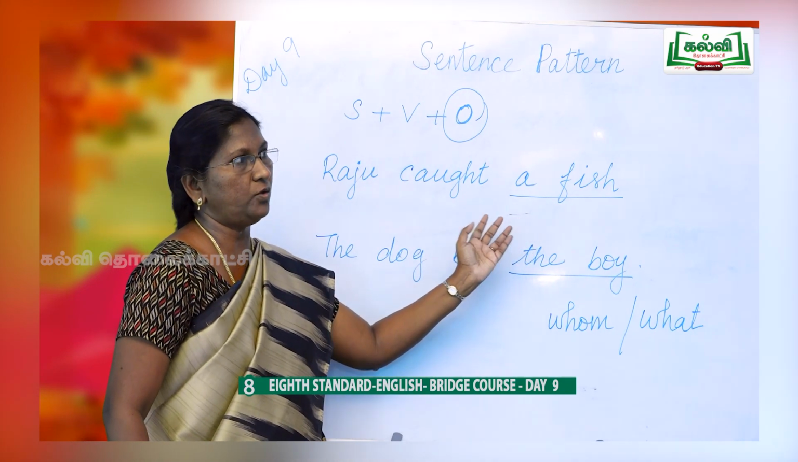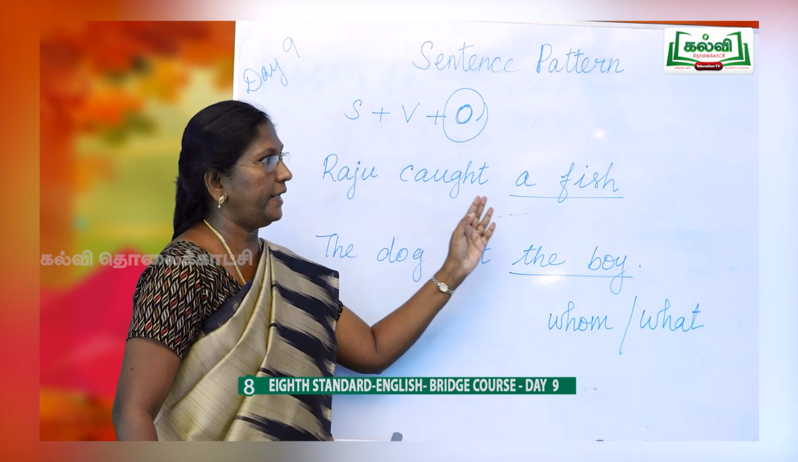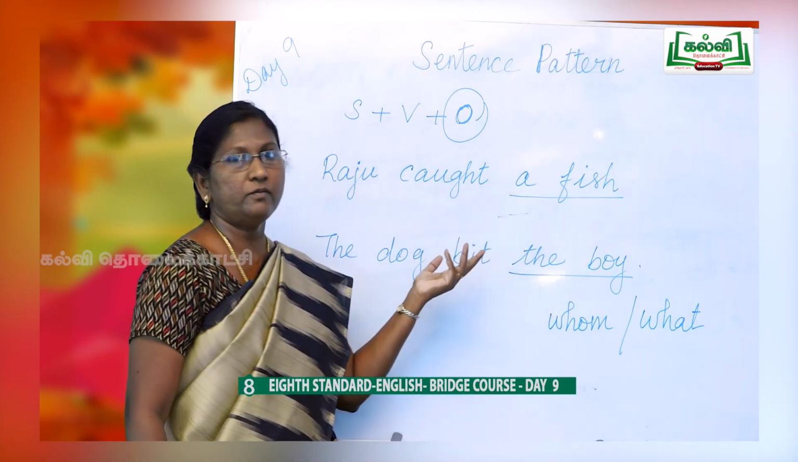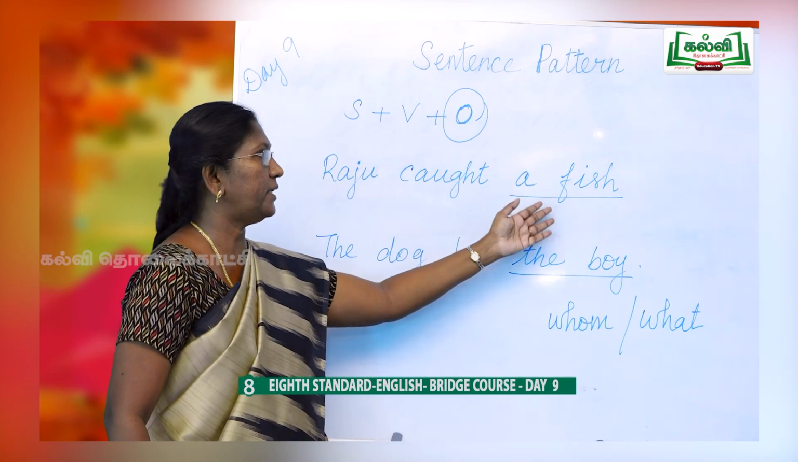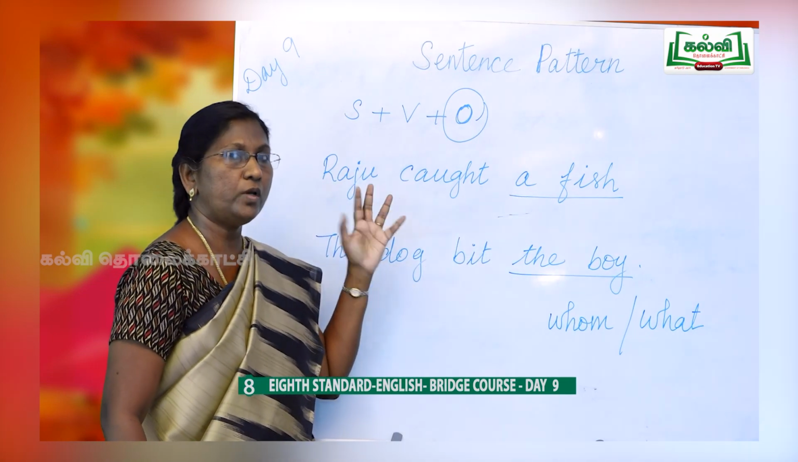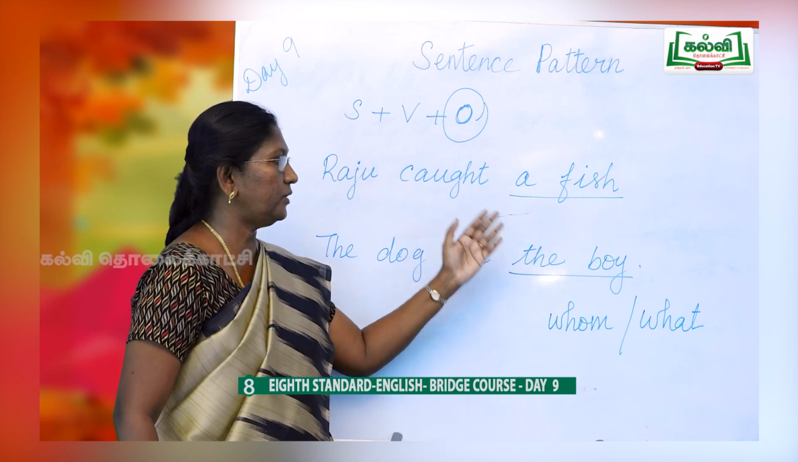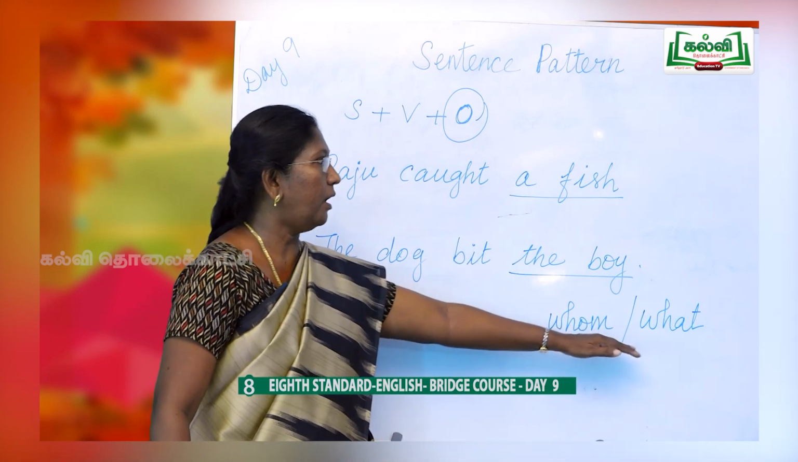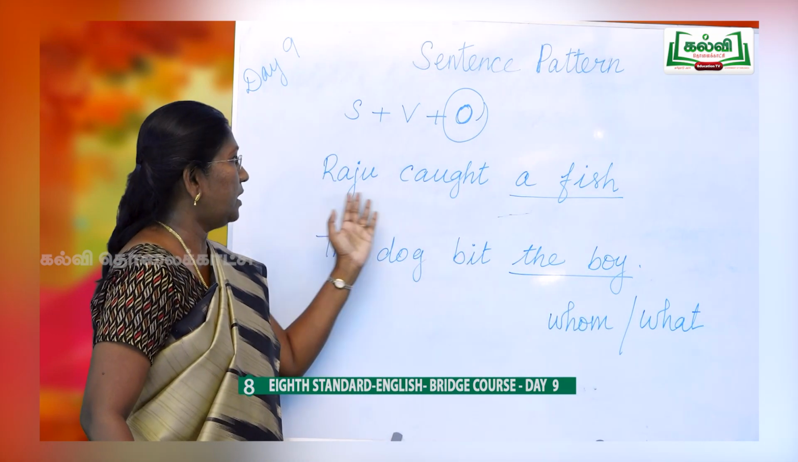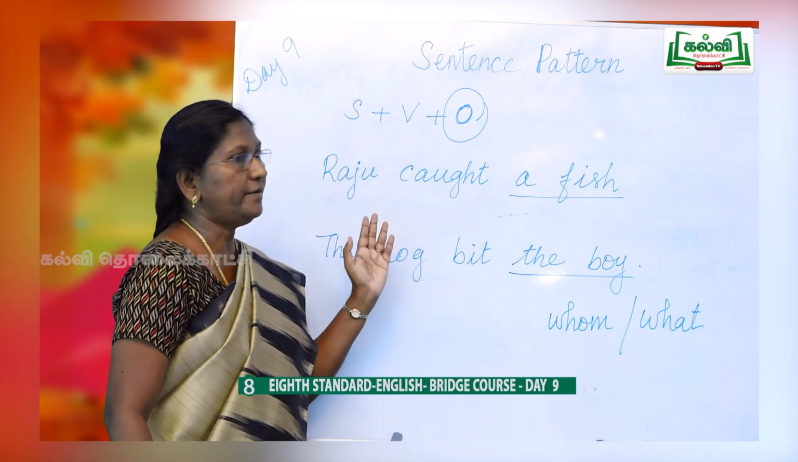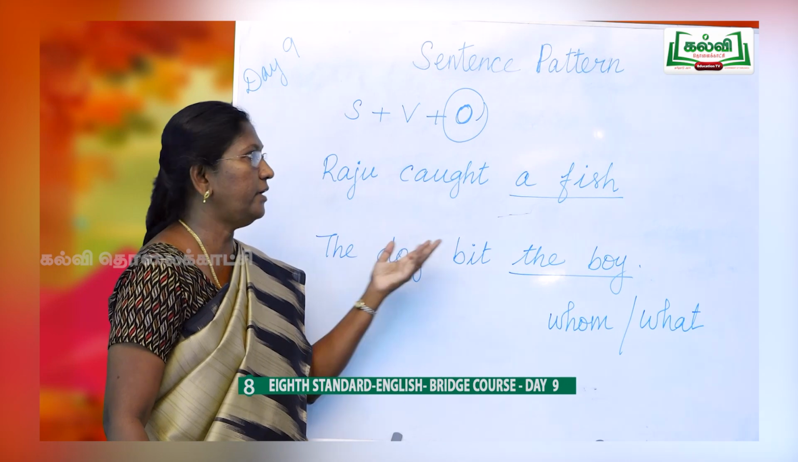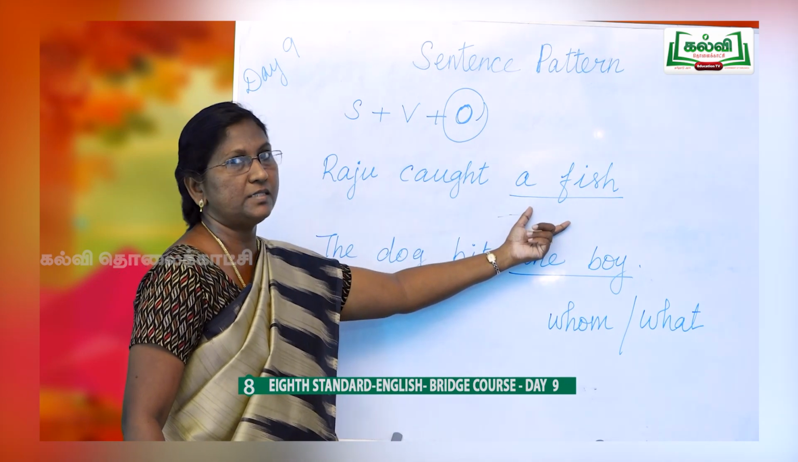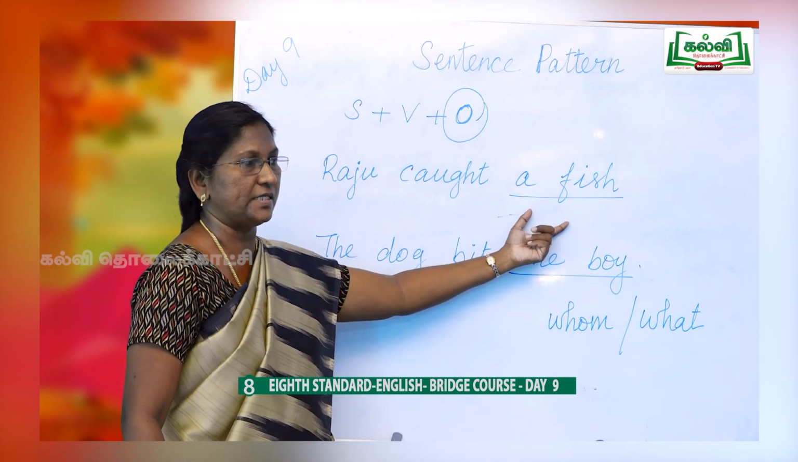So how can you find out an object? Will it come at the end alone, or how can we identify whether it is the object or a subject? This is also a noun, and this is also a noun. How can you find out an object? For that you ask a question with whom or what. Here, Raju caught a fish. What did Raju catch? Raju caught a fish. So that answer is the object for us.